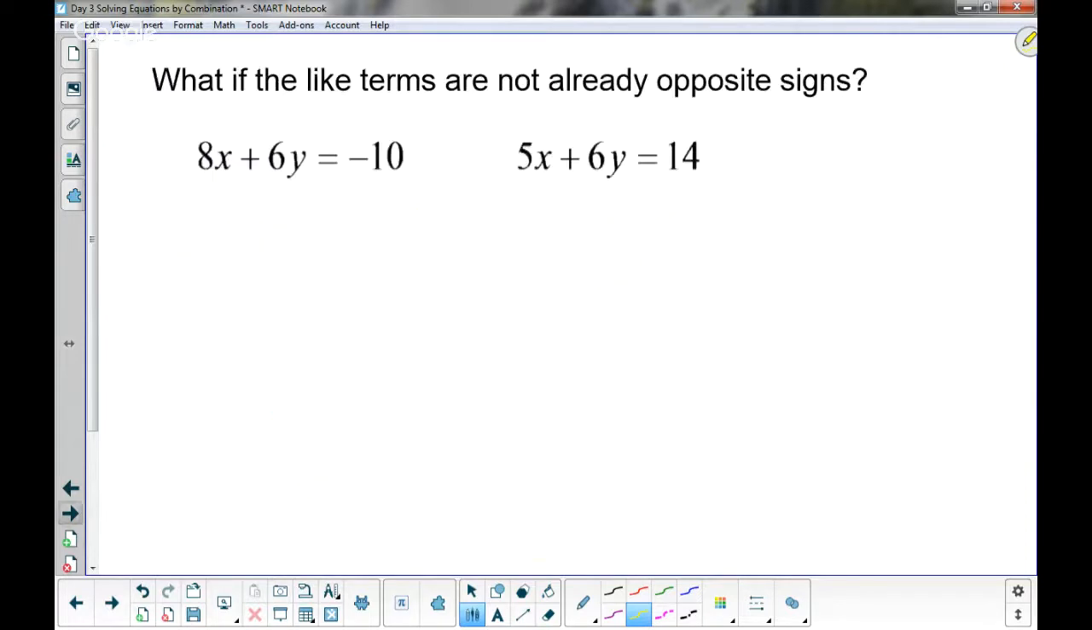All right, let's look at the next one here. 8x plus 6y equals negative 10. 5x plus 6y equals 14. All right, so again, let's rewrite this, stack them together.